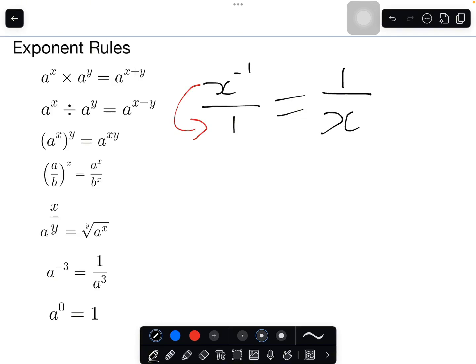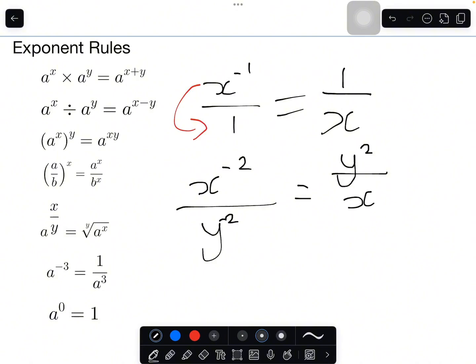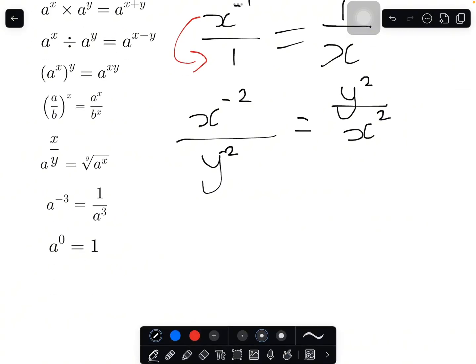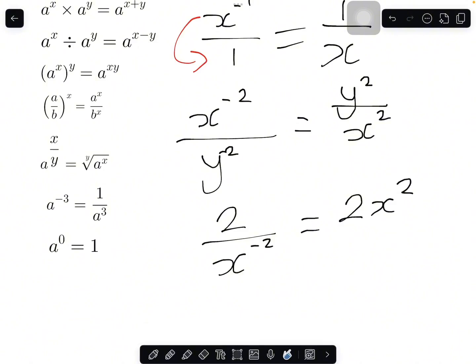Let's take another example. If I have x to the minus 2 over y to the minus 2, I will then write this as, I'll put the y squared on top to make it a positive. I will put the x squared on the bottom to make it a positive. Are you guys starting to get the idea here? So if I had 2 over x to the minus 2, that's just going to be, this 2 is going to stay here, to the x squared. Okay, so it's important you guys understand this principle. We are also going to be using it.